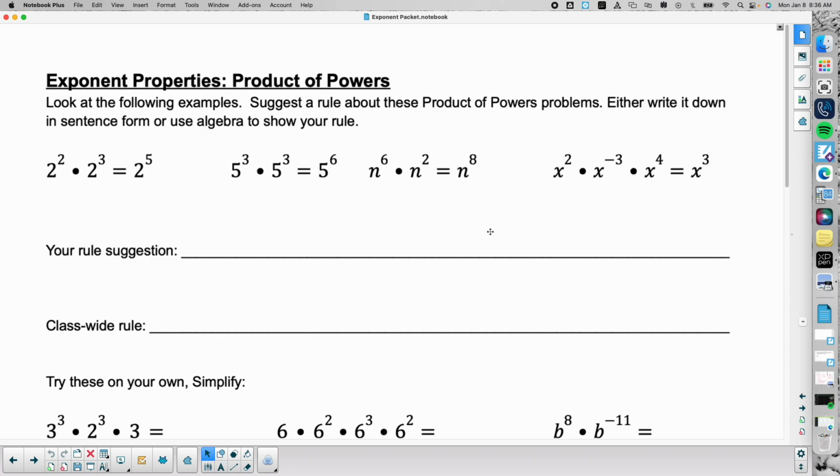As you're looking at that, can we figure out what's happening between the left-hand side of the equal sign and the right-hand side of the equal sign? The exponents are adding up. Perfect. That's exactly it. So the rule suggestion, when exponents are being multiplied, you add them.